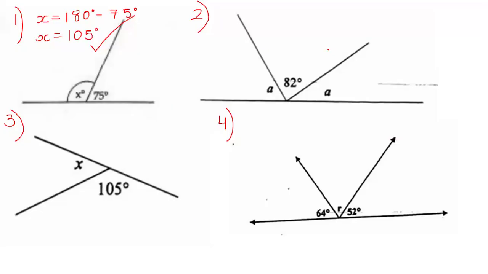For number 2, you have to take away 82 from 180. So the first thing we're gonna do is subtract. It's gonna be what? 180 degrees minus what? 82 degrees. Minus 82. Very good. So 180 minus 82 gives us what? 98 degrees.